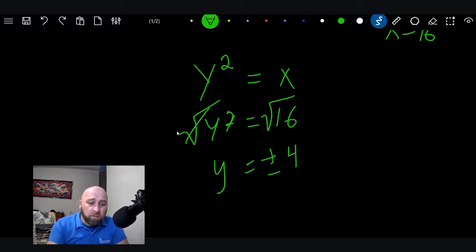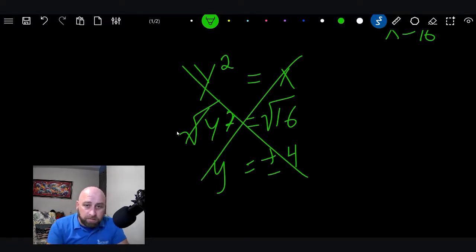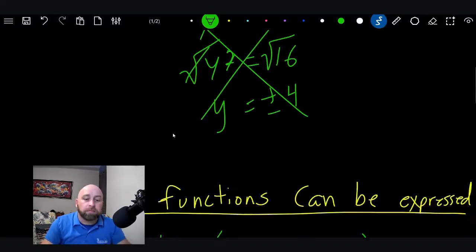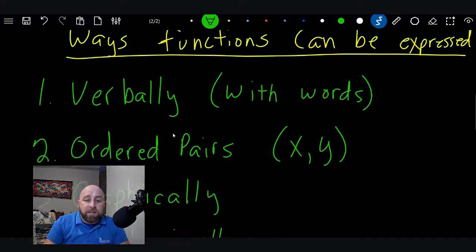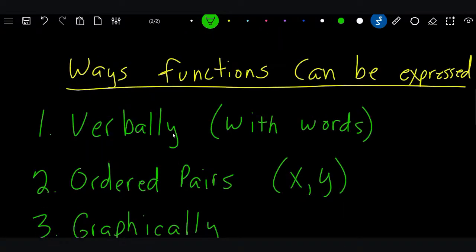And so this would not be a function. When you get two answers, two outputs, it is not a function. So if you get two y's, three y's, four y's, however many y answers you get, it is not a function if you get more than one. When you do get one, only one, it is a function.